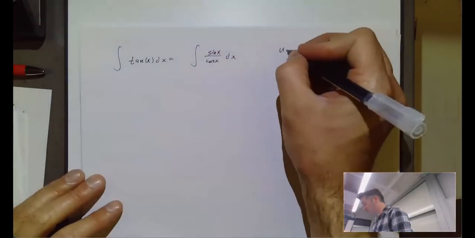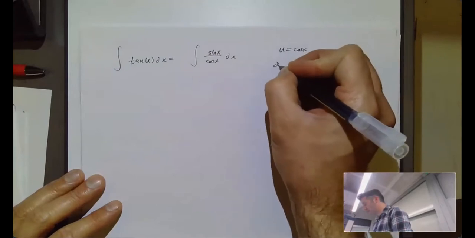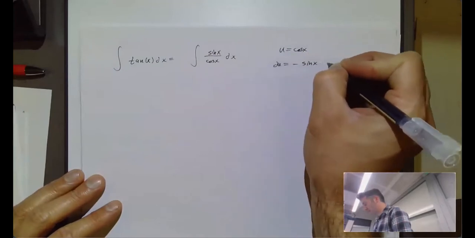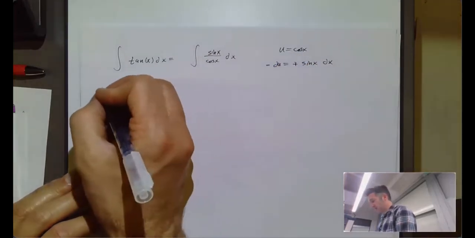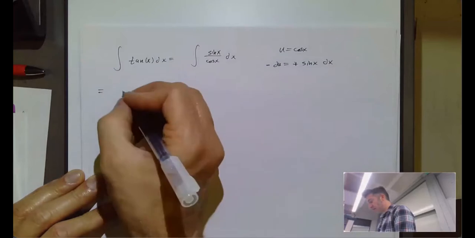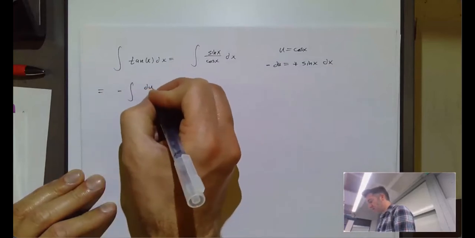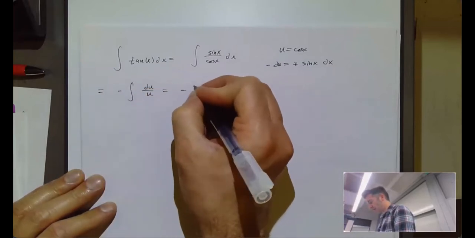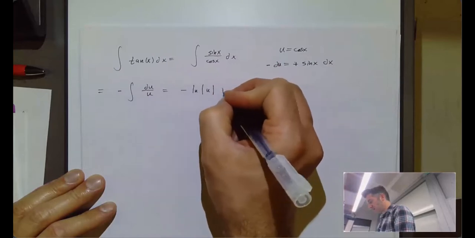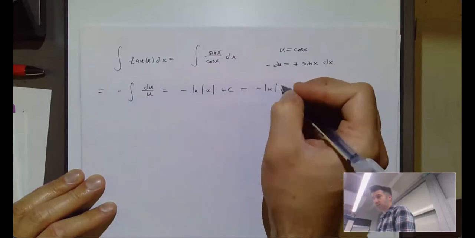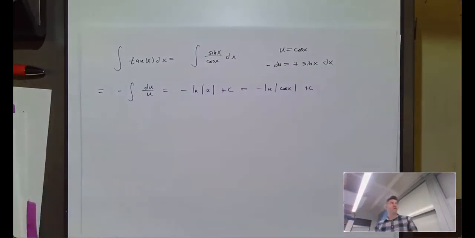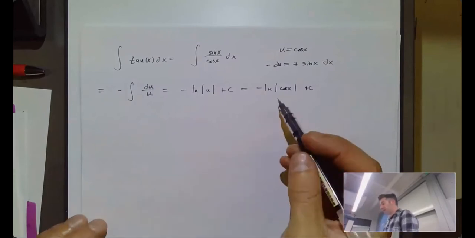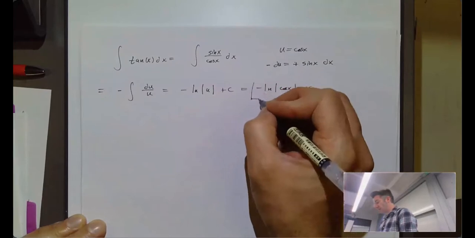We would let u equal cosine x, du would be negative sine of x dx, so negative du would be positive sine of x dx, and this integral would become the integral of negative du over u, which would be negative natural log of the absolute value of u, which would be negative natural log of the absolute value of cosine of x. This comes up often enough that it's probably worth memorizing. I should also point out that this is not the only way people write the answer.